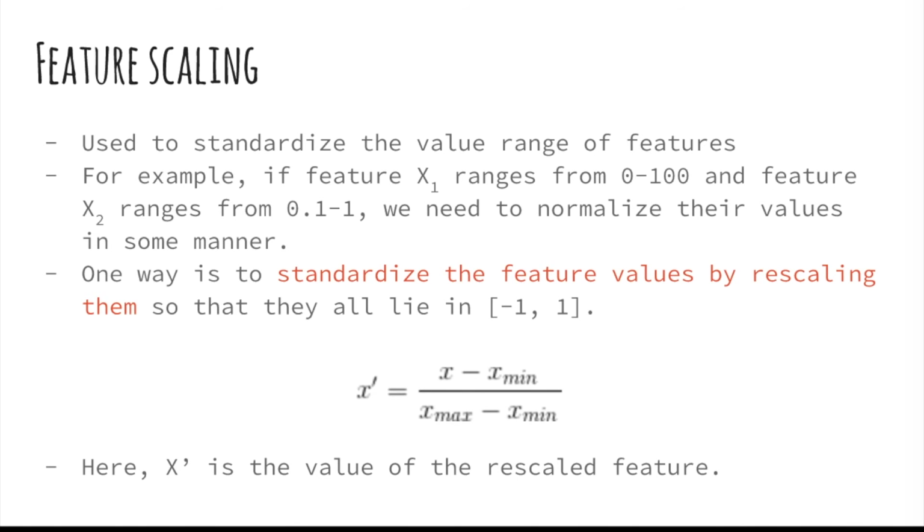If feature 1 is in the range of 0 to 10 and feature 2 is in the range 0 to 10,000, then the hypothesis will be dominated by feature 2 and its weight, and it would take extremely long to reach the minima. Feature 1 loses its say over the hypothesis function, initially at least. For that, we use feature scaling. A way of implementing this is by making sure all features fall within -1 and 1. This formula will give us the rescaled values between -1 and 1.